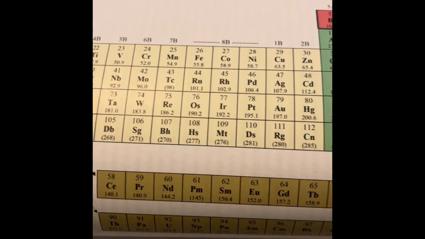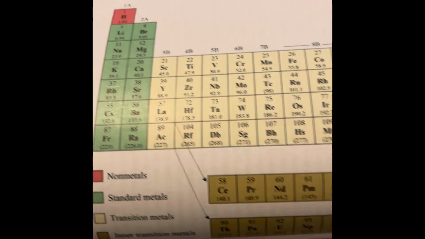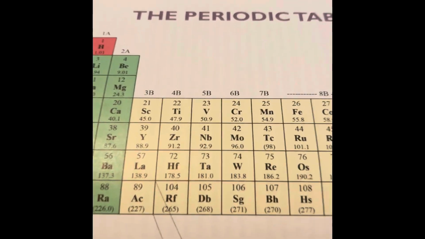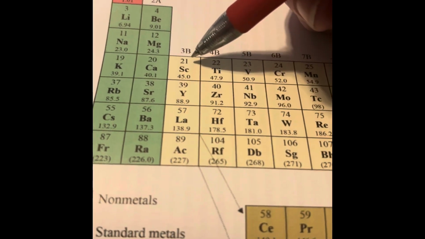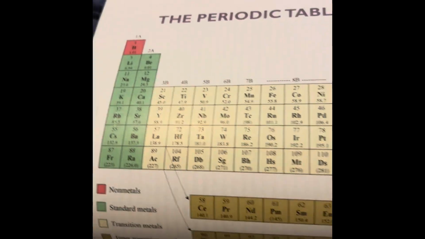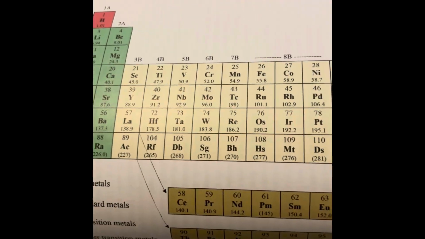Well, you should see that as you move from left to right, the atomic number, what happens to the atomic number? Well, it increases, right? Right here it's 19, then 20, then 21, then 22. Okay, well, why is that? It's the number of protons is increasing, right?